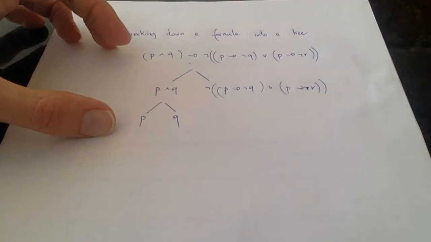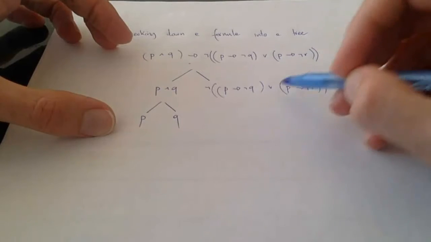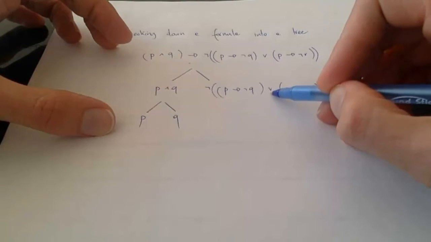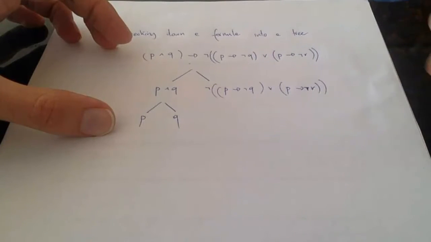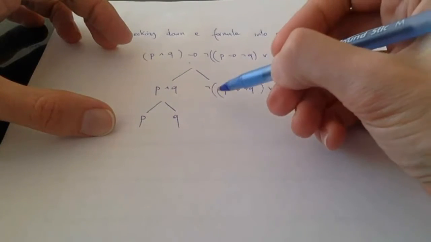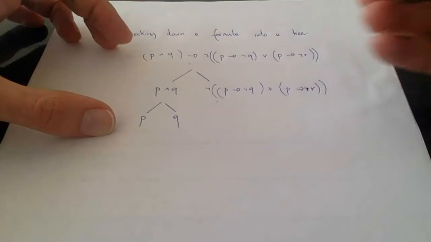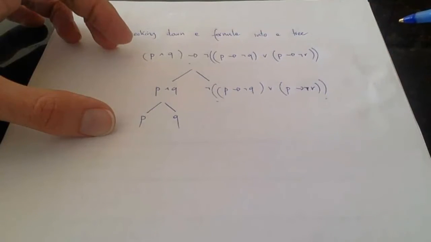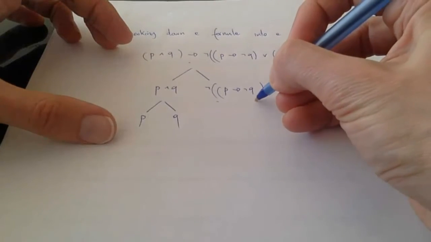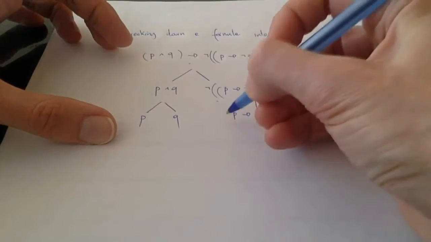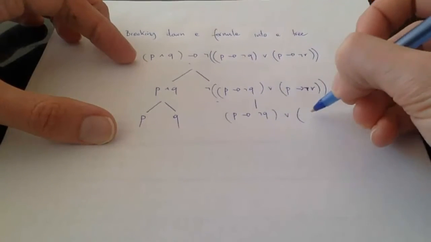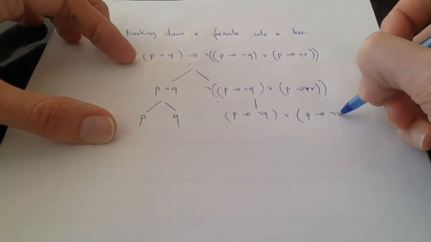Now, for the formula on the right-hand side, we need to realize that the main connective is not the disjunction right here, but it's the negation. And you can see that if you just look at the parentheses. So this parenthesis right here opens here and closes all the way till the end. So that means that the negation applies to the entirety of the formula. So in order to break it down, we just need to remove the negation. So we have P implies not Q, or P implies not R.